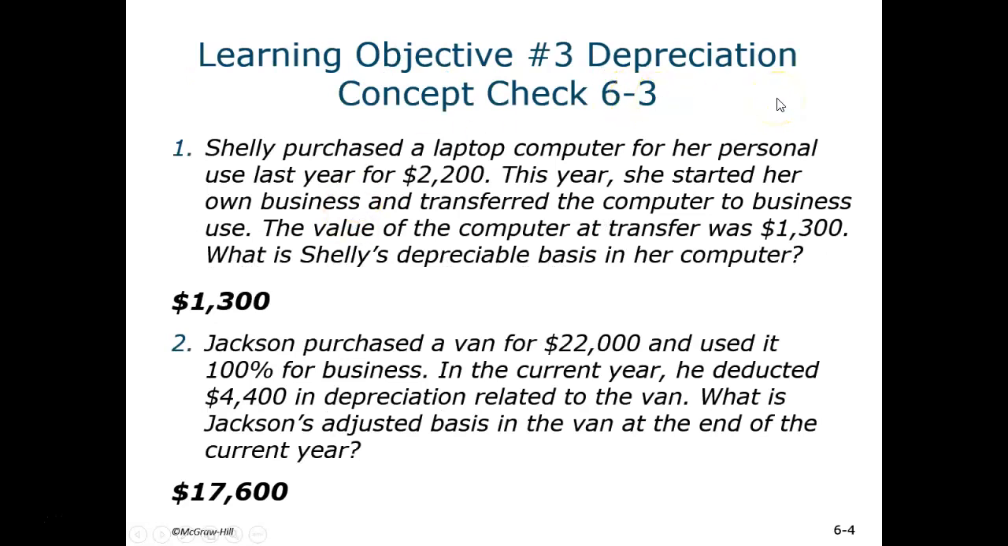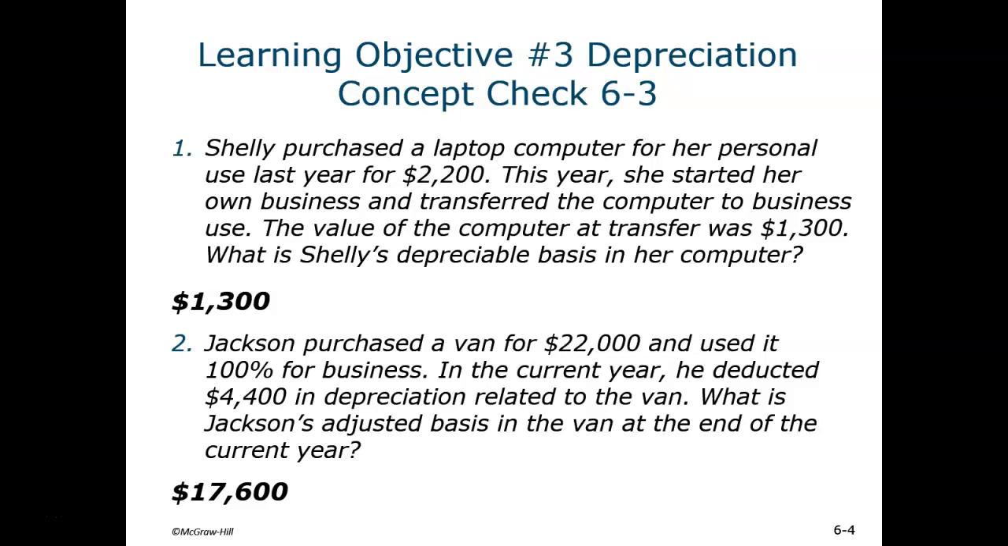So when we look at this, let's look at this example. It says, Shelley purchased a laptop computer for her personal use last year for $2,200. This year, she started her own business and transferred the computer to the business. The value of the computer at transfer was $1,300. What is Shelley's depreciable basis in her computer?